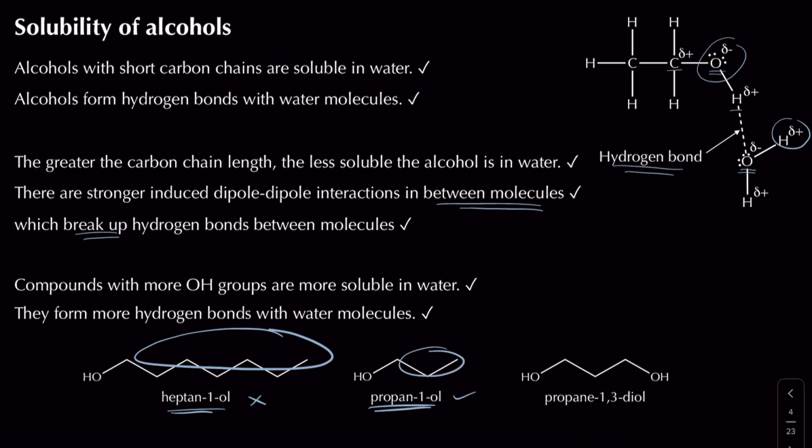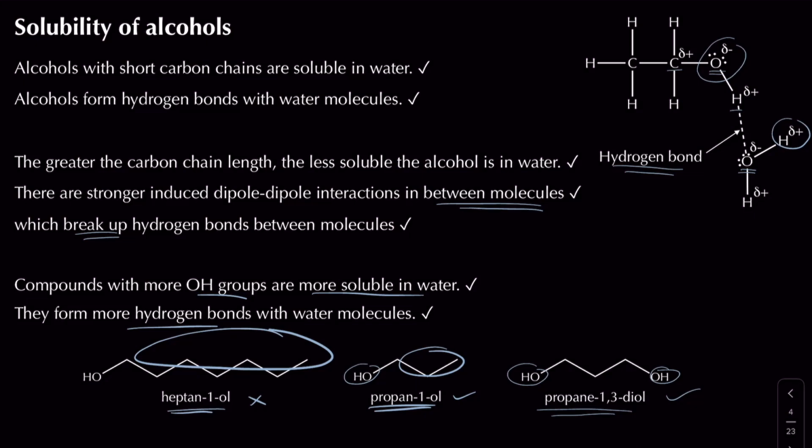Now, when we look at the number of OH groups, the more OH groups we have, the more soluble our alcohol is going to be in water. The reason why is, again, we're forming more hydrogen bonds with the water molecules. Look over here, I've got propan-1-ol versus propane-1,3-diol. In the case on the left, I've got 1 OH. In the case on the right, I've got 2 OHs. The more alcohol groups we have, the more hydrogen bonding we form between our molecule and the water molecules. And so propane-1,3-diol is going to be much more soluble compared to propan-1-ol.